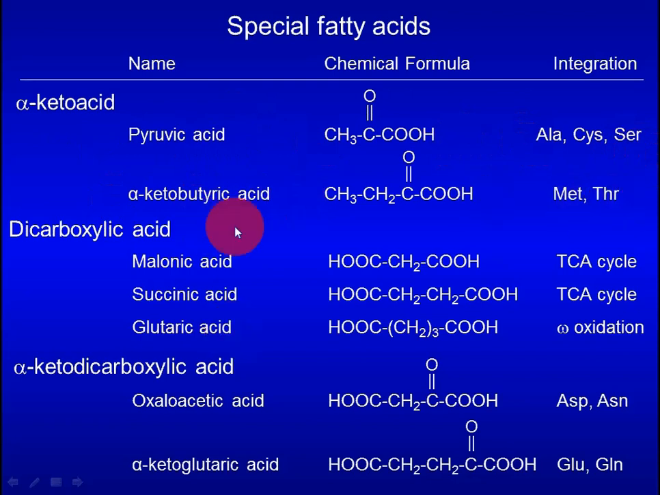These three compounds contain two carboxyl groups. They are called dicarboxylic acids. These first two are intermediates of the TCA cycle, and this compound is a product of omega oxidation, which we will see later in this lecture. These two compounds contain two carboxyl groups plus one keto group. They are degradation products of amino acids and components of the TCA cycle.